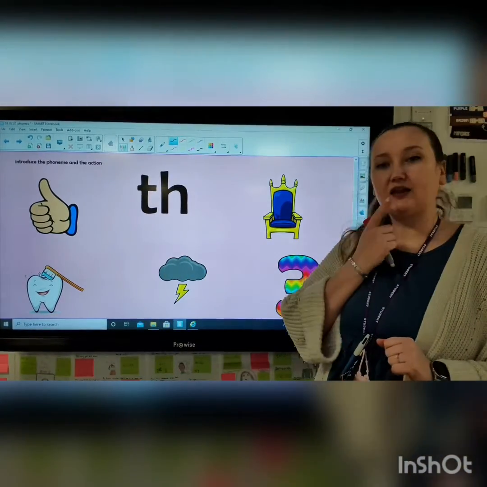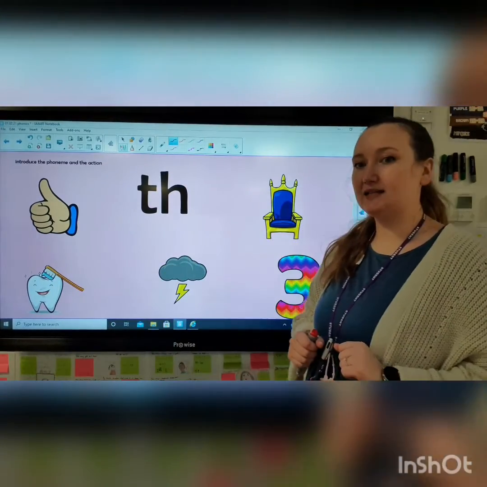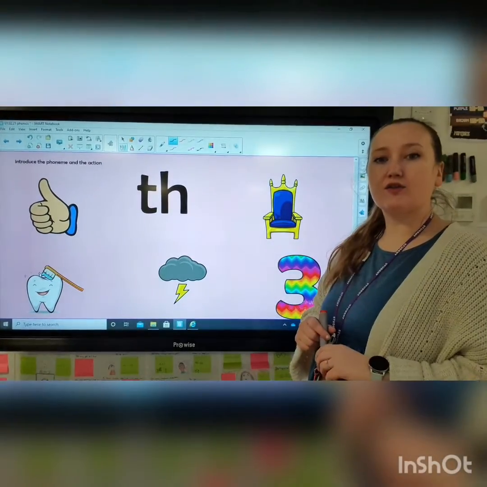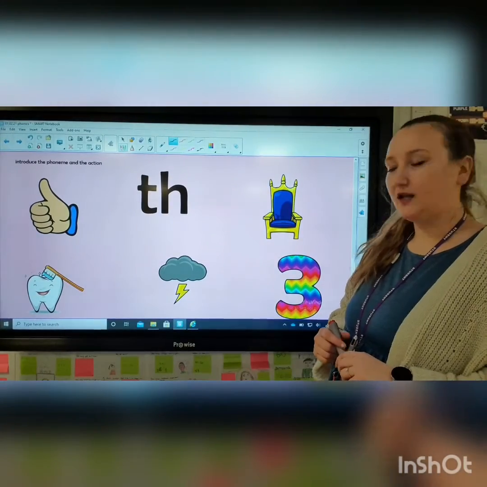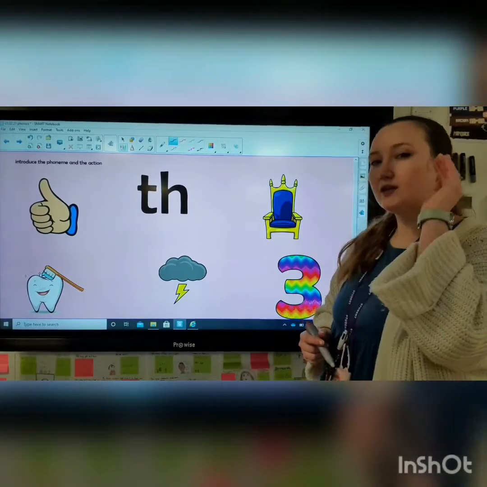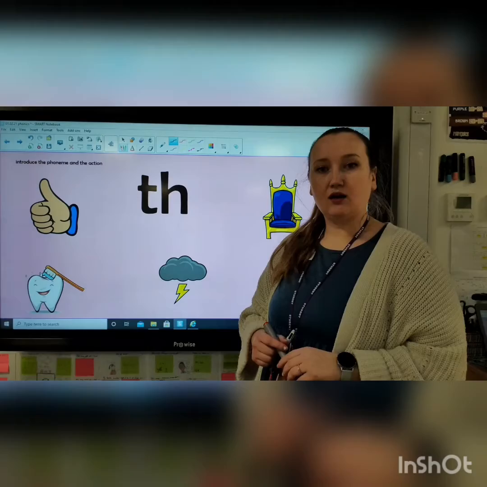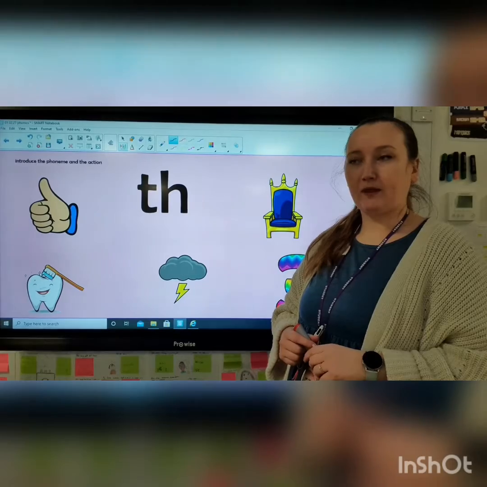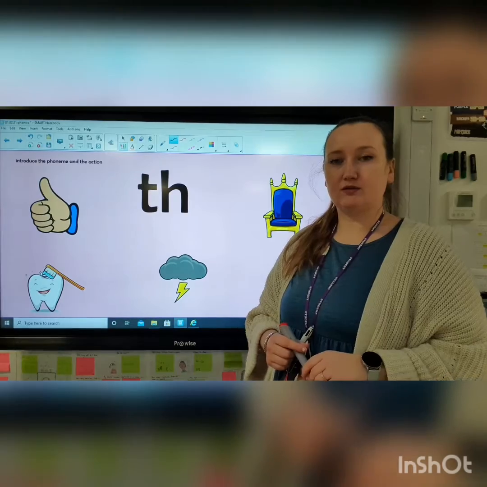Okay, so we have here thumb, okay? Can you hear that? Teeth. So the th is at the end of the word there, teeth. And we have here a throne and the number 3 and thunder, okay? You have to really pay attention to hear that in the word, okay? Can you think of any other words that begin with th? Have a little think. You can have thread begins with what else?